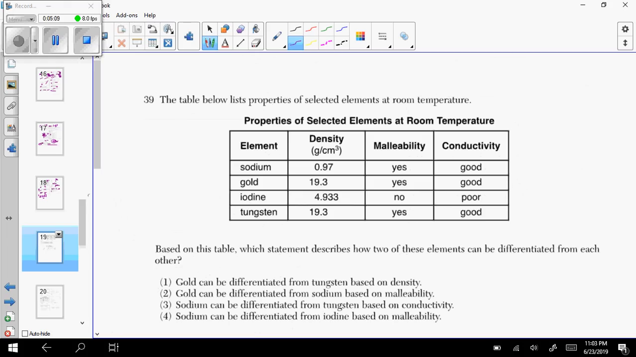All right, the table below lists properties of elements at room temperature. Based on the table, which statement describes how two of these elements can be differentiated from each other? Gold can be differentiated from tungsten based on density. Gold and tungsten have the same density, so no. Gold can be differentiated from sodium based on malleability. No, they both have the same, so no. Sodium can be differentiated from tungsten based on conductivity. Sodium, tungsten, both good. Nope. Sodium can be differentiated from iodine based on malleability. Yes, here we have two things that are different.